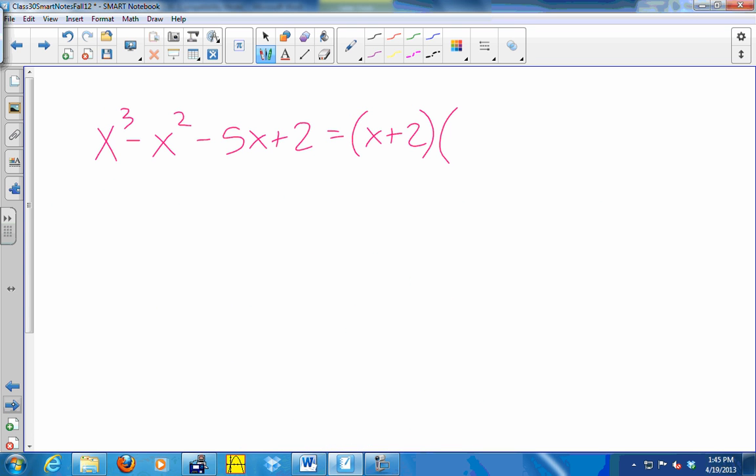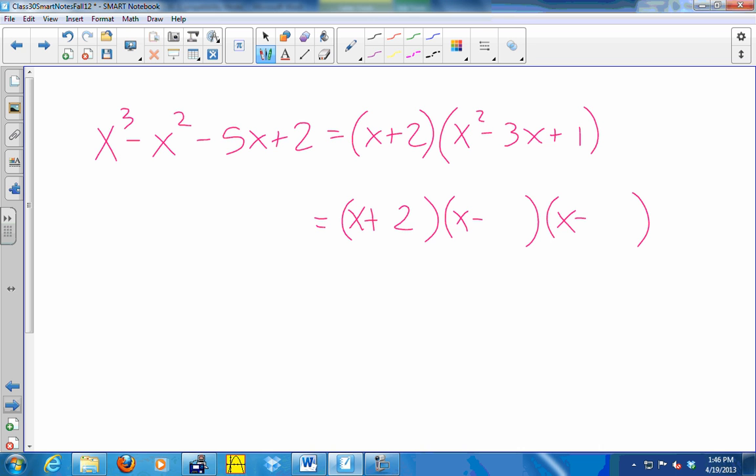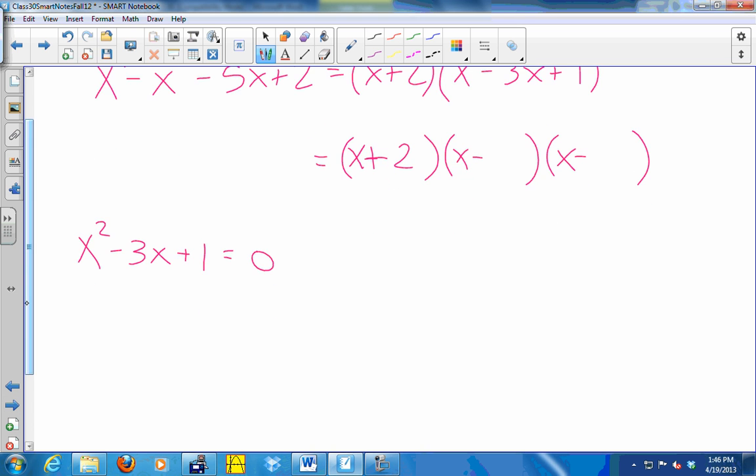X squared minus 3x plus 1. Okay. Now, my goal is I want to write this as 3 linear factors, right? X minus, x minus, x minus. I know this one is x plus 2. And now I want to break the x squared down into 2 linear factors. X squared minus 3x plus 1 doesn't factor easily, so I have to find its zeros. And I do that using the quadratic formula.